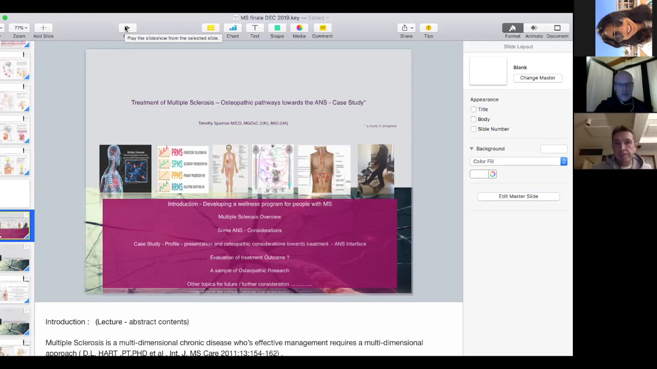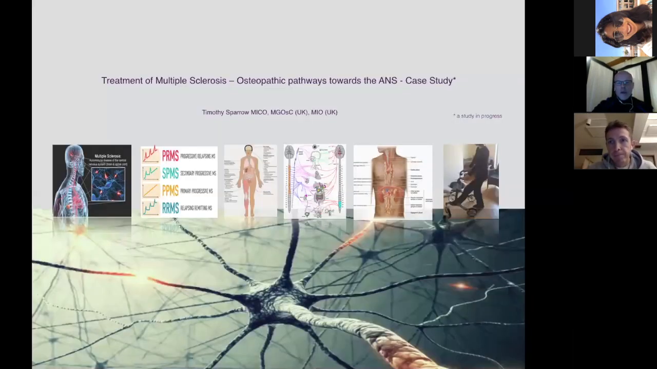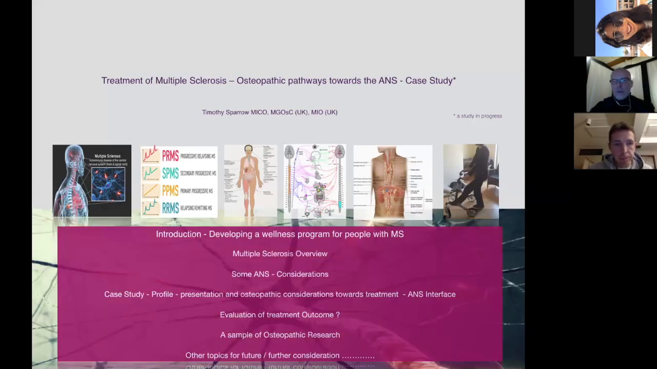Well, I'll start with pressing the button and go on the play, and hopefully this will work. Okay, everybody. Thanks very much once again for joining me for part 2. I will briefly go over some aspects of what we've already done. We've looked at some aspects of the definitions of multiple sclerosis. We're looking specifically at this case study, which is the relapsing remitting category of multiple sclerosis.